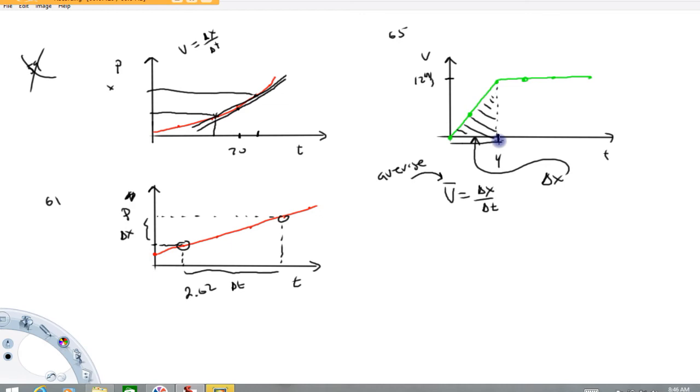Part B, where it says, what is the instantaneous velocity at 5 seconds? Well, 5 seconds is here on the graph. Just read the velocity right off the graph. There's not too much about that.